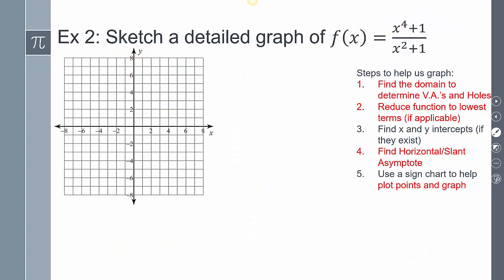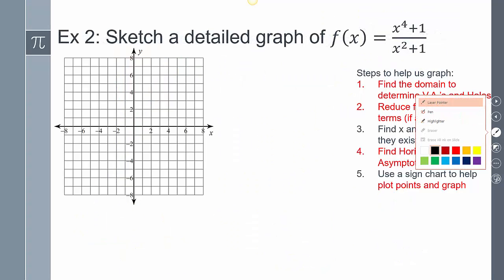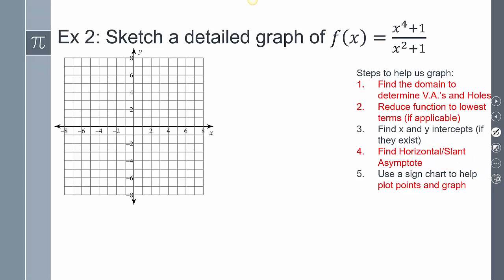All right, example number 2. First step asks us to find the domain to determine vertical asymptotes and holes. Now, a few things to notice about this graph. You cannot factor the numerator, so it doesn't factor. Same with the denominator. It's not factorable. So because it can't factor out and there's nothing that we can reduce, maybe I have a vertical asymptote. So for me to try that out, I have to set the denominator equal to 0.